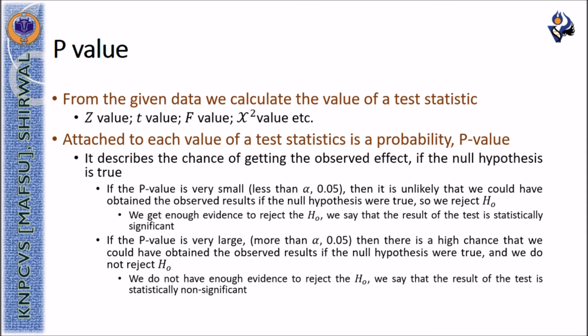And if the p-value is very large, more than 0.05, then there is a high chance that we could have obtained the observed results if the null hypothesis were true. And we do not reject null hypothesis. We do not have enough evidence to reject the null hypothesis. We say that the result of the test is statistically non-significant.